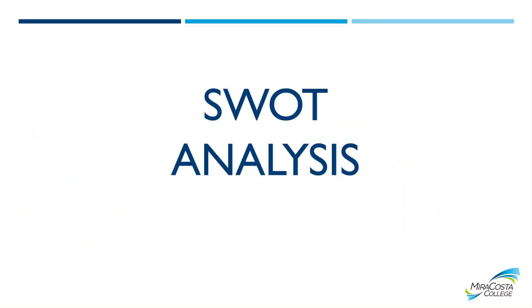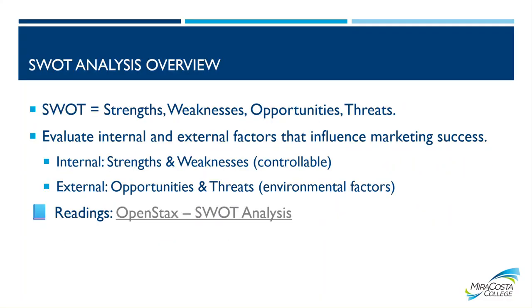SWOT analysis. So SWOT stands for strengths, weaknesses, opportunities, and threats. If you're going to continue taking business classes or marketing classes, you're going to hear this term all the time. This evaluates internal and external factors that influence marketing success. Internal are the strengths and weaknesses, which are controllable, and external are opportunities and threats, which are environmental factors that you can't necessarily control.